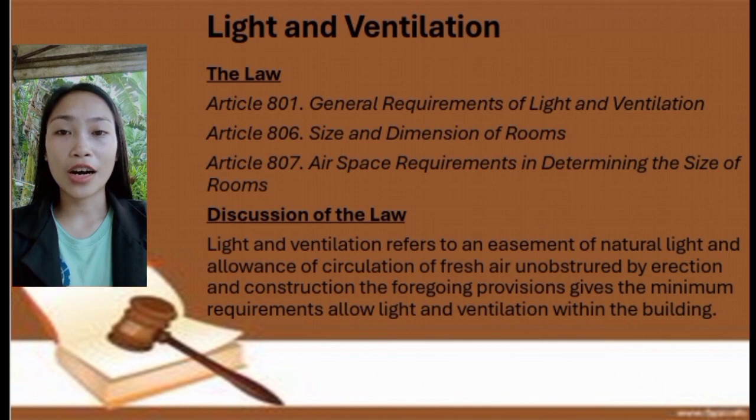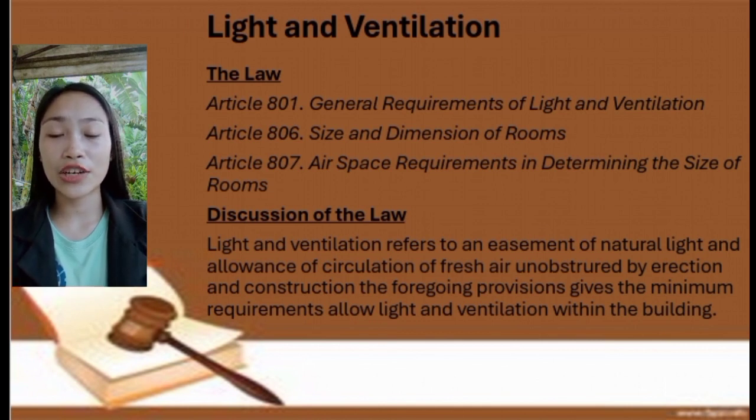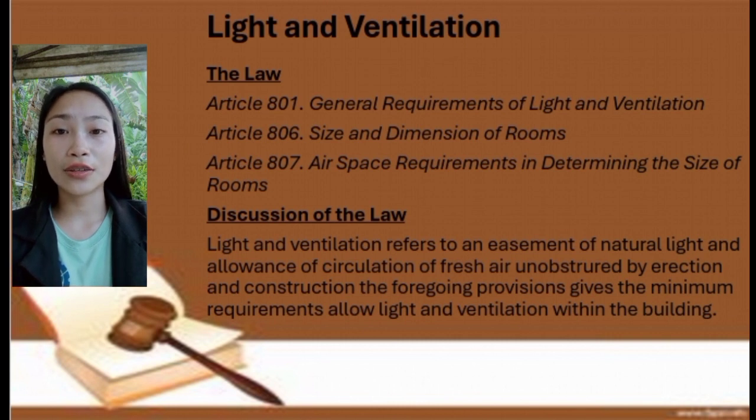Light and ventilation. So the law. Article 801, general requirements of light and ventilation. Article 806, size and dimensions of rooms. Article 807, airspace requirements in determining the size of rooms. Then Article 808, window openings.